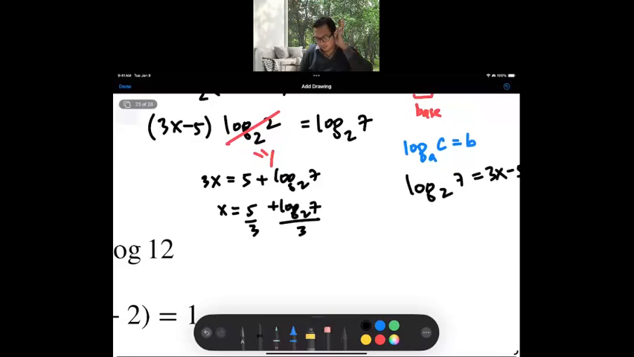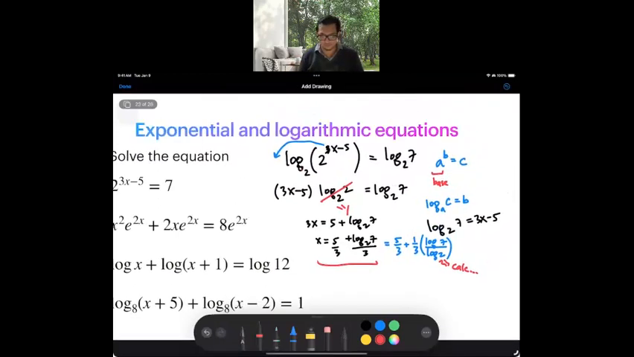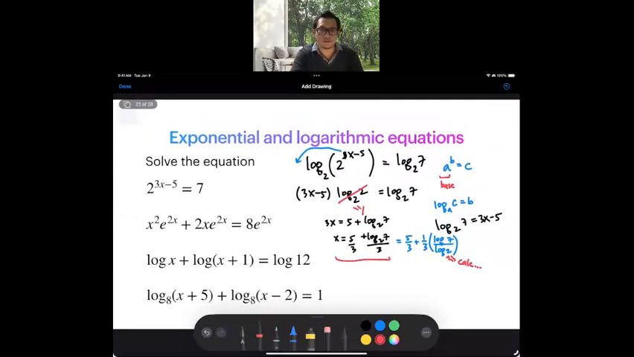You could try to find the log. If you want to use a calculator, you can try to find it using the change of base like that. So you can compute this through a calculator if you want. But if you stop here, it is still okay for me. All right.